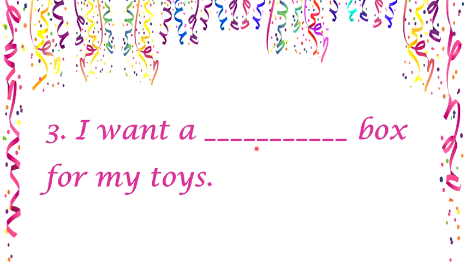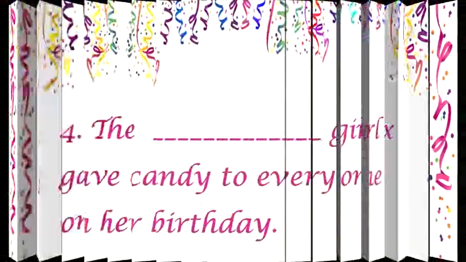Next we have, I want a dash box for my toys. So it can be, I want a clean box, I want a big box, I want a white box. Can you write I want an orange box? No, because we do not have an here. Okay, we have a. So we can write I want a precious box. I want a valuable box. I want a different box. Okay, any of the words.